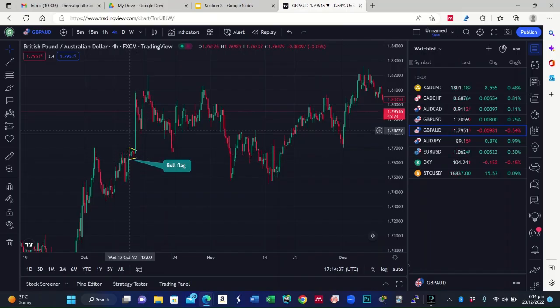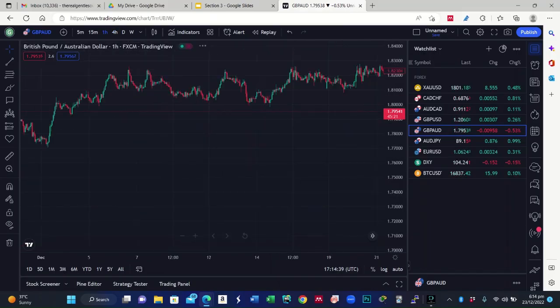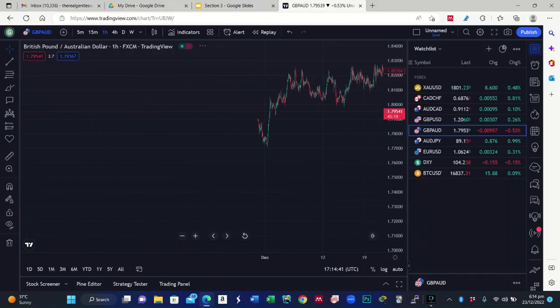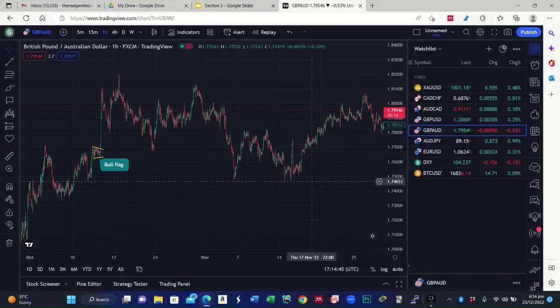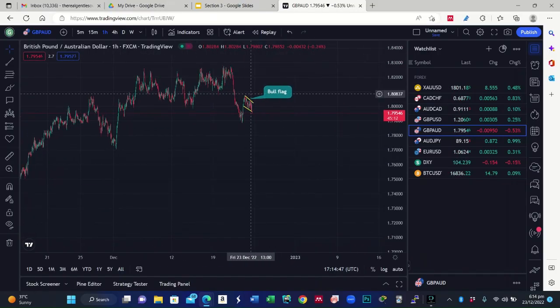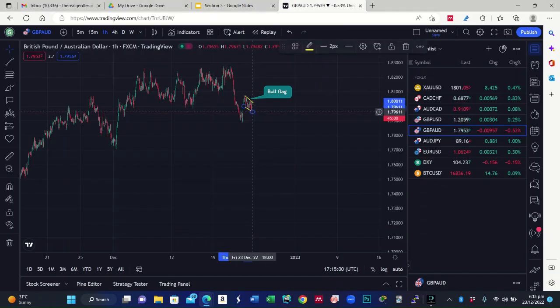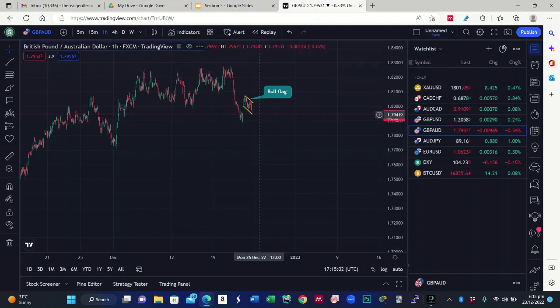So this is how a bull flag looks like. This is a bull flag. Let me show you another one. This is also another example of a bull flag. You can see that as price moves a bit upward, it forms a correction, and it is used to catch a movement upward. So this is another example of a bull flag.